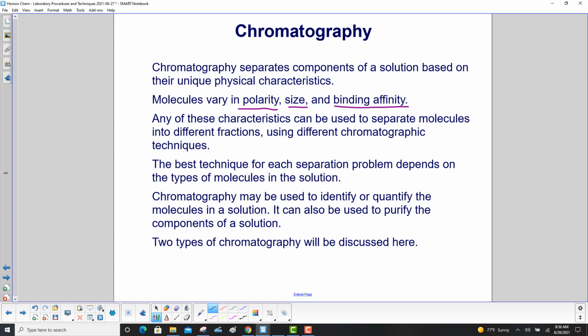Chromatography may be used to identify or quantify the molecules in a solution. It can also be used to purify the components of a solution. Two types of chromatography will be discussed here.